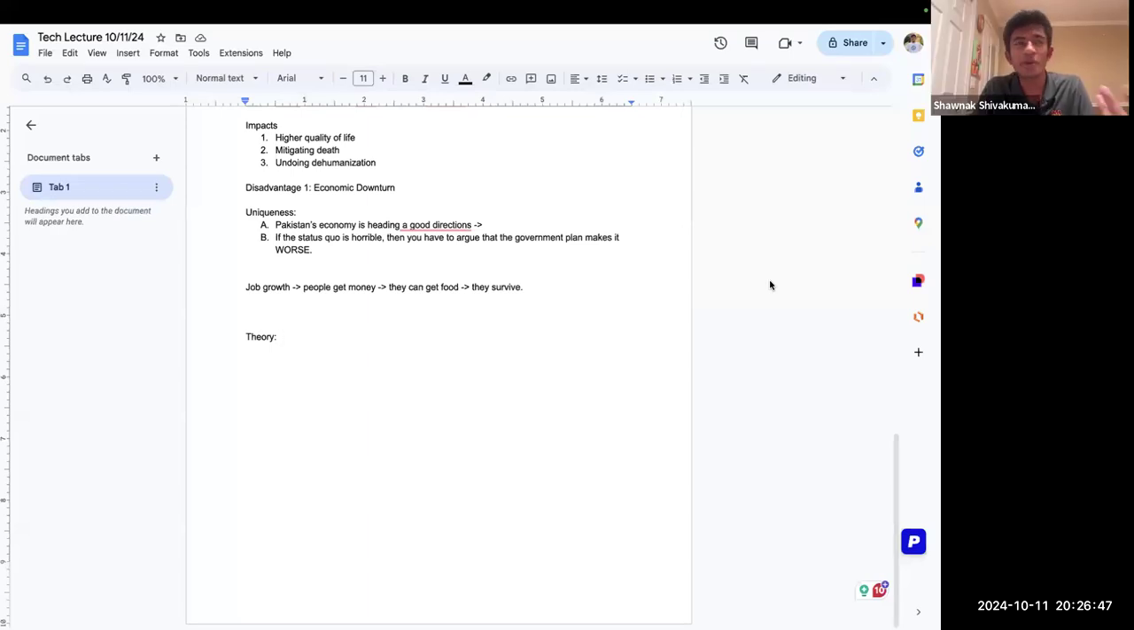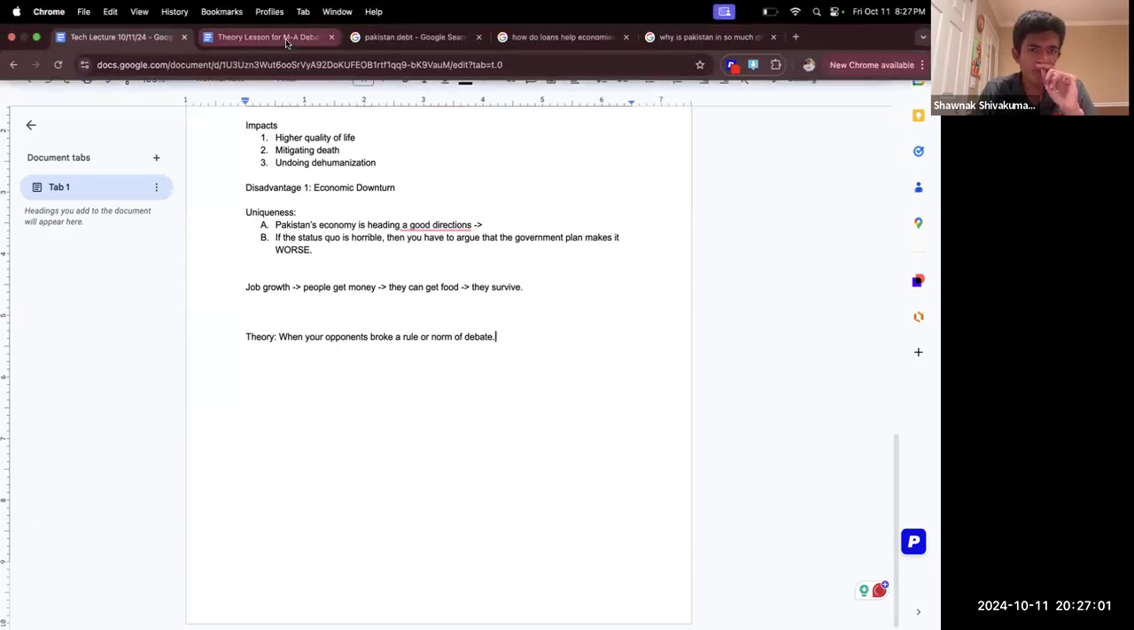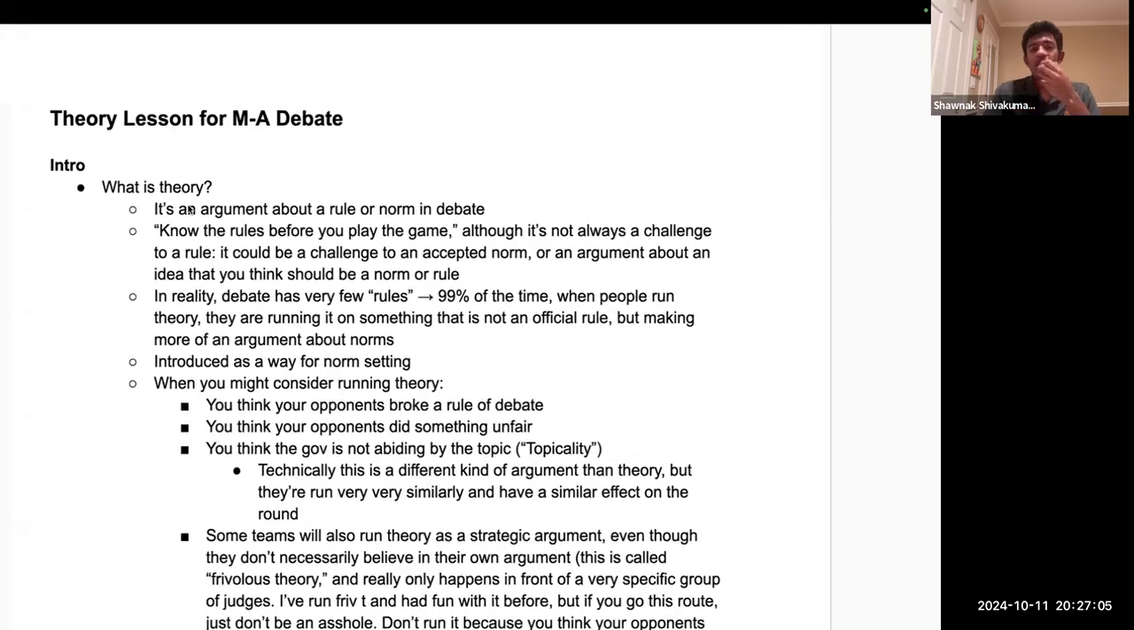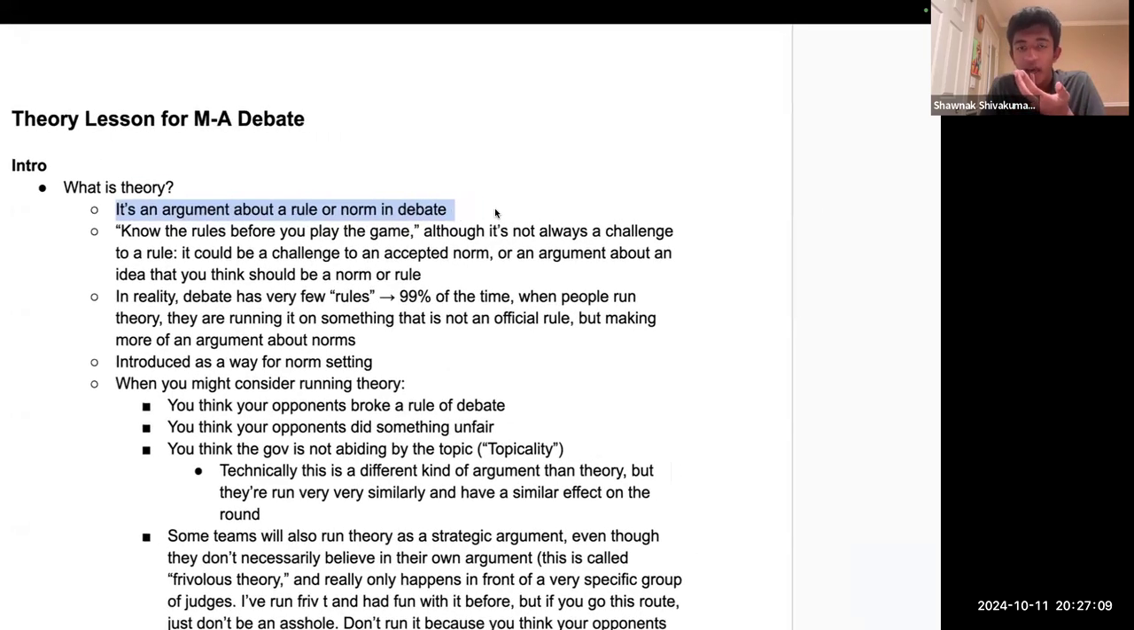Norms, okay, most people say rules, but I guess norms is the better word. So you run theory when your opponents broke a rule or norm in debate. Very simply put. I can also go through, maybe Katie explained this even better. But yes, theory is the argument about a rule or norm in debate.